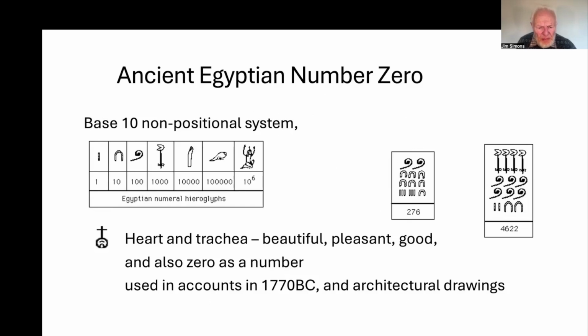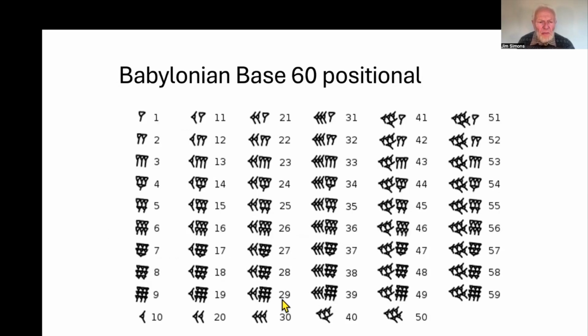So, about the same time as this zero appears in Egypt, we have the Babylonian system. Now, that's not base 10, it's base 60. If you want to know more about Babylonian mathematics, you can watch an earlier video of mine about that. That's, I think, rather fun. Anyway, it's a base 60 system.